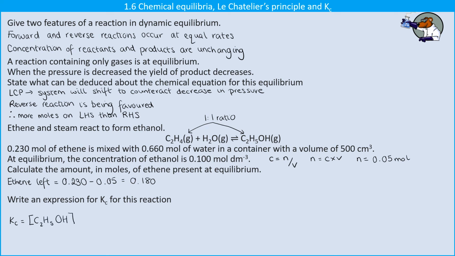So as always, we're going to have our products on the top, and we're going to be using square brackets to denote concentration. And then beneath that, we have the reactants, and since there aren't any coefficients in the symbol equation, there aren't any powers in this expression.